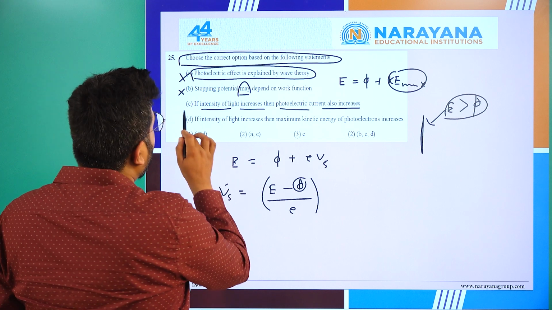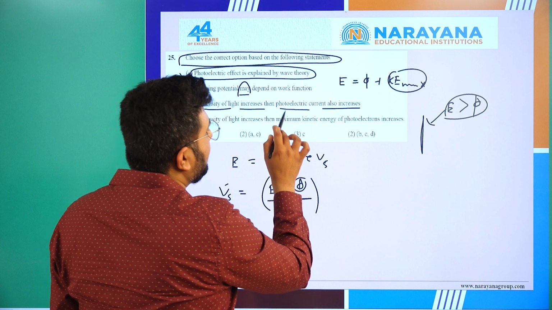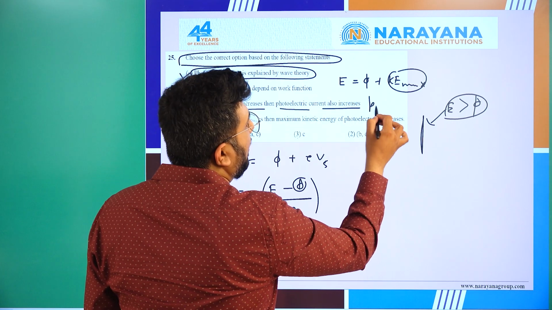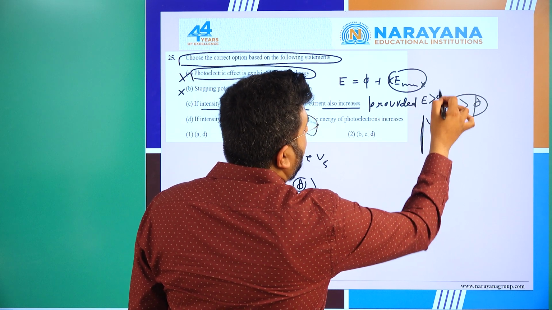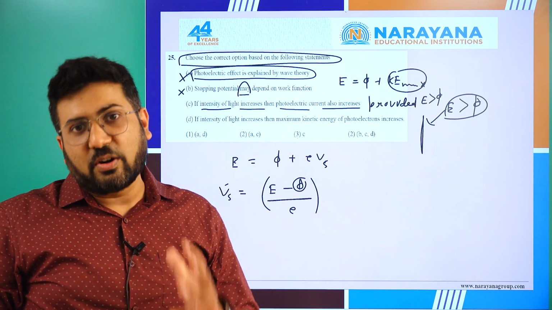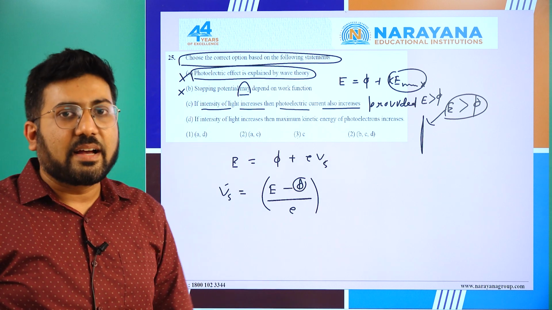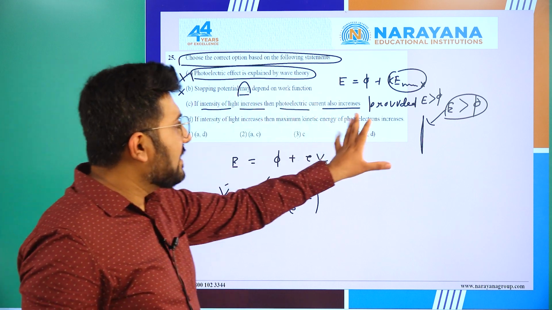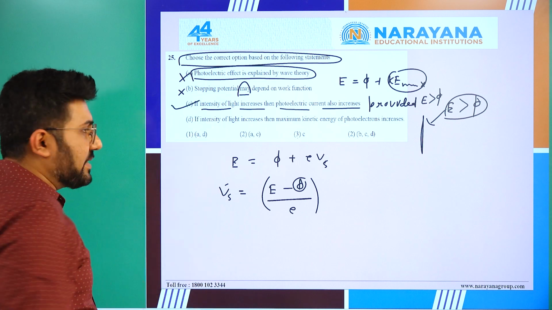So the statement should have been, if intensity of light increases, then photoelectric current also increases, provided E is greater than phi. Again, this is a memory based paper, so I cannot comment on whether the actual option given was this one. If we have to correct it, we should write provided E greater than phi. So let's assume this to be correct.